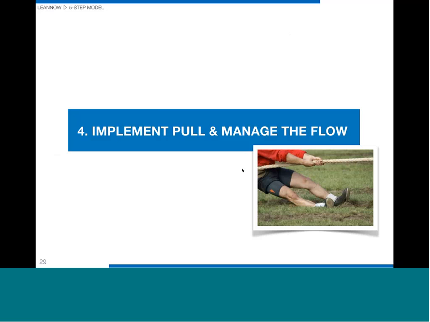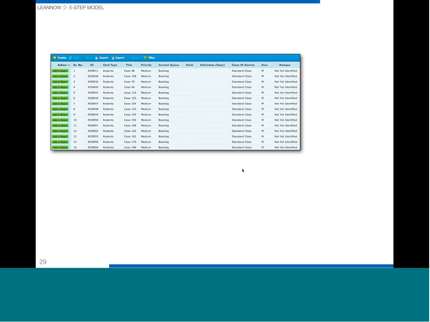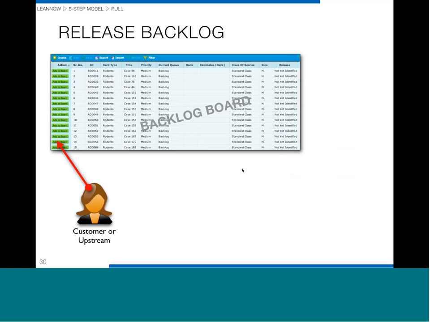So let's look at a couple of the key ideas that are part of the daily management system in LeanNow. First off, again, we want to start with our backlog. This is just a different view of the backlog. This is a list view as opposed to the board view, but it's the same information. We start here. Probably our customer or upstream department has given us work that dropped into our backlog.